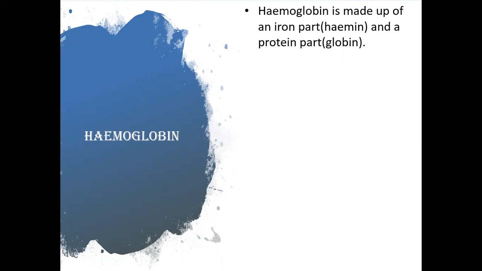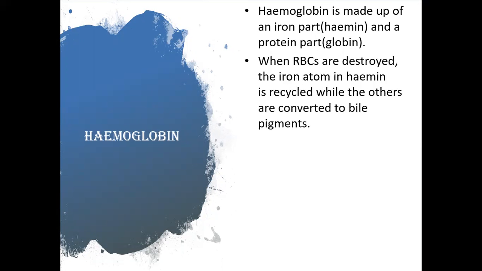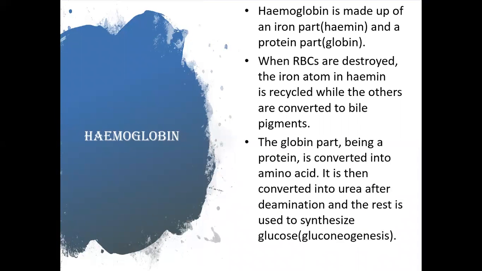Coming to hemoglobin, that is the respiratory pigment. Hemoglobin is made up of an iron part, hemin, and a protein part, globin. When RBCs are destroyed, the iron atom in hemin is recycled, while the others are converted into bile pigments, biliverdin and bilirubin. The globin part, being a protein, is converted into amino acid. It is then converted into urea after deamination, and the rest is used to synthesize glucose by the process of gluconeogenesis. Gluconeogenesis is the synthesis of glucose from molecules other than starch.